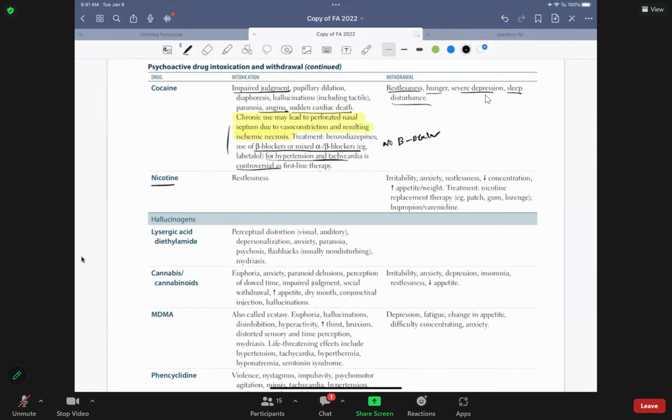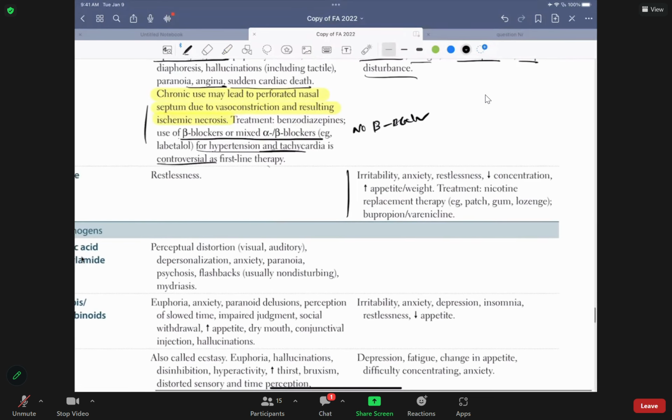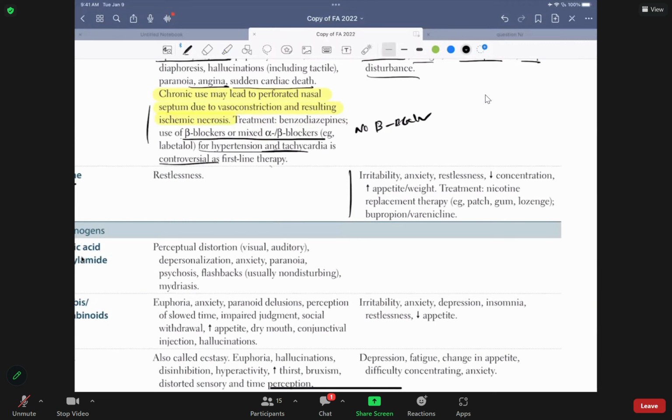Nicotine doesn't really have intoxication, even though it says restlessness. It's more of a withdrawal problem. Is that clear, folks? It's a withdrawal problem, okay? When they have that withdrawal: irritability, anxiety, restlessness, decreased concentration, increased appetite and weight gain, folks.